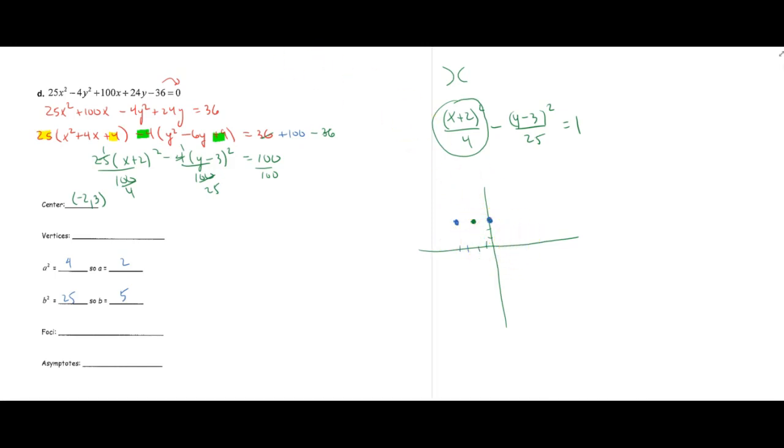And now I'm going to use that b to build my rectangle. So from my vertex, I'm going to go up 5. So up 1, 2, 3, 4, 5. And I'm going to go down 5. 1, 2, 3, 4, 5. And now I'm going to build this rectangle. I'm going to draw in my asymptotes. Sorry, that's kind of bad. And now I can sketch my parabola. Or sorry, hyperbola.